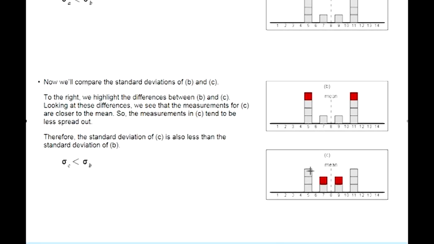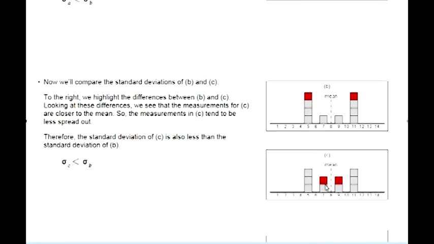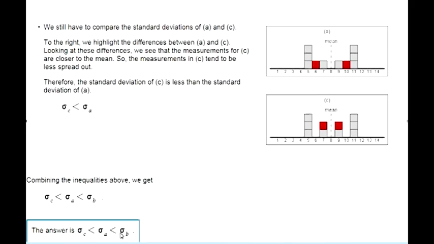And then for C, they're showing that they took that one value down into the middle instead. And so C is the least, and then A, and then B. Okay?